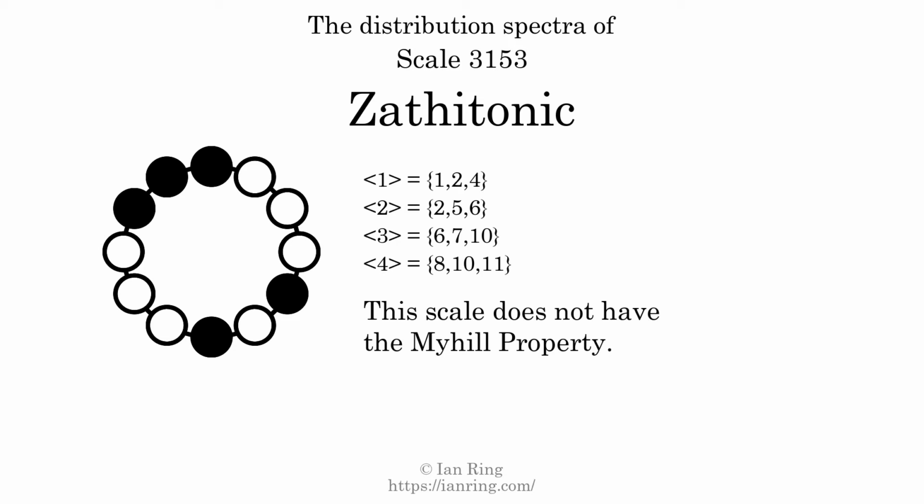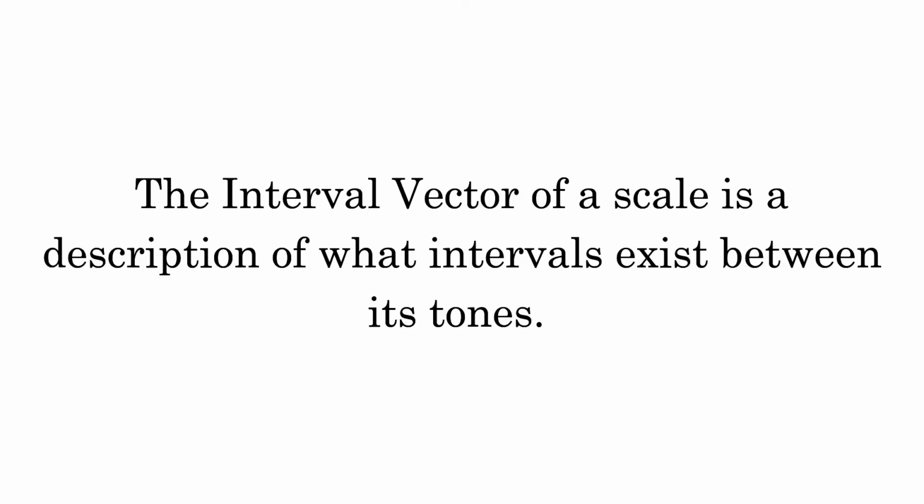This scale does not have the Myhill property. Since the generic interval ranges overlap, this scale is an improper scale. The interval vector of a scale is a description of what intervals exist between its tones.